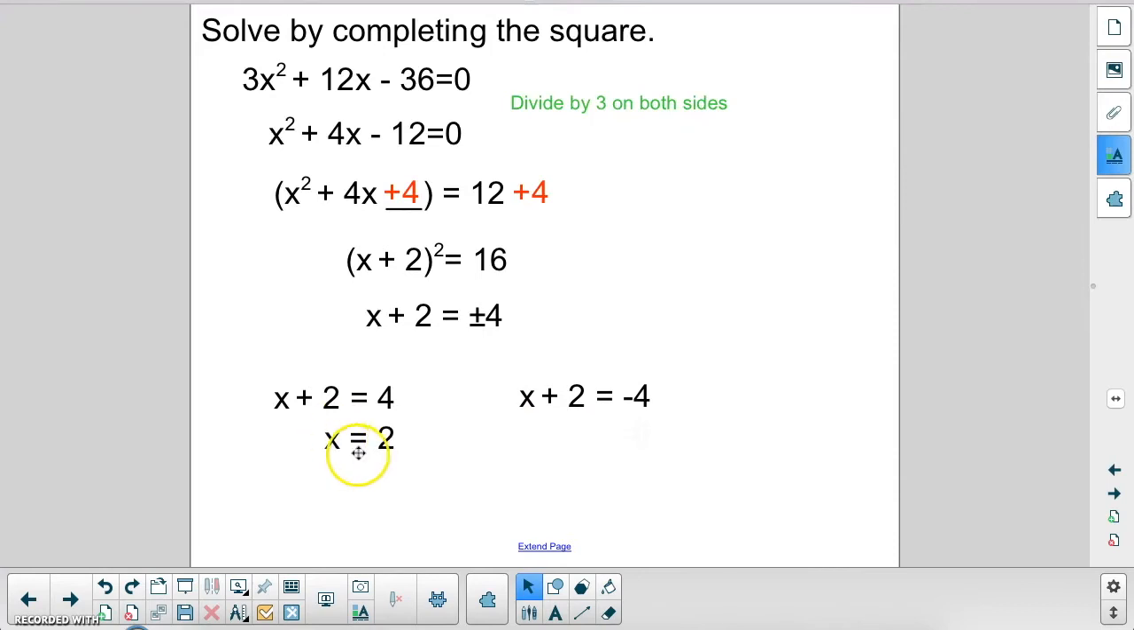Subtract 2 on this first equation and get x equals positive 2. Subtract 2 from the next equation and get x equals negative 6. So my solution set is negative 6 and 2.